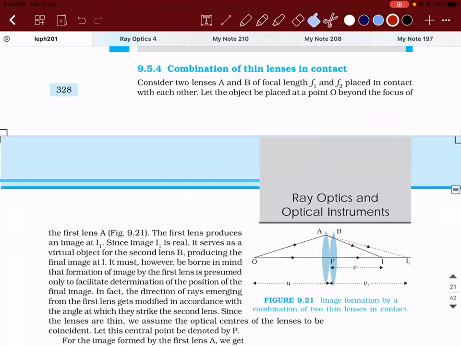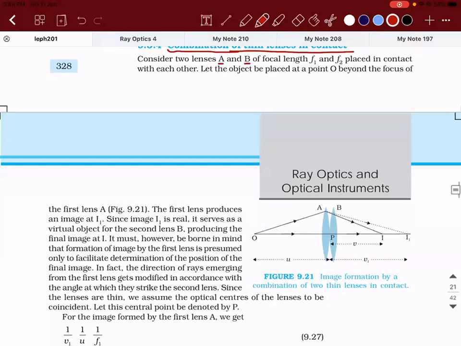Okay. So the heading is combination of thin lenses in contact. So suppose you consider two lenses A and B of focal length f1 and f2 placed in contact with each other. Okay, they are placed in contact with each other.